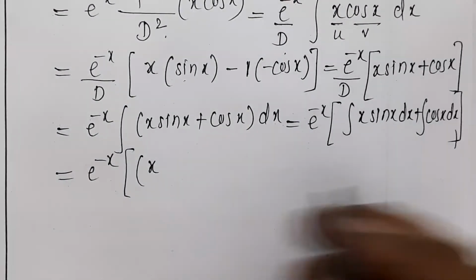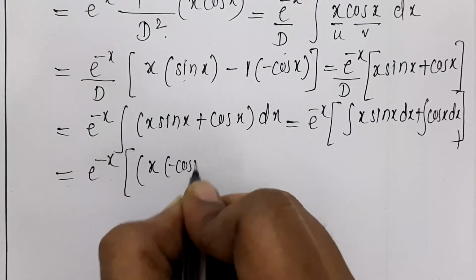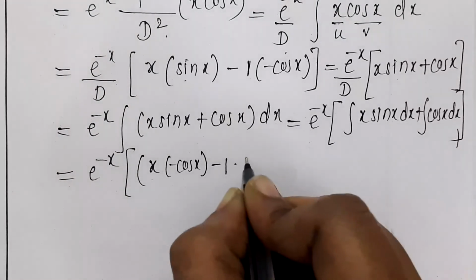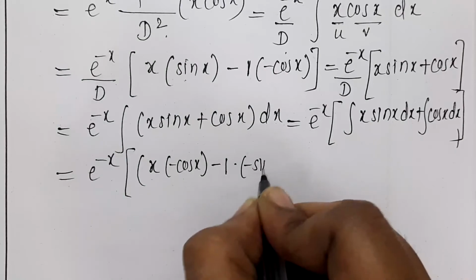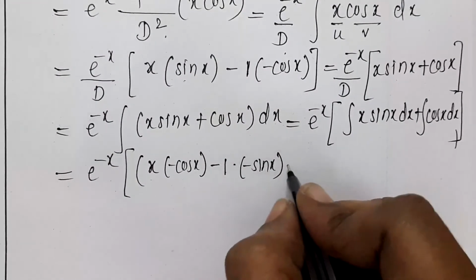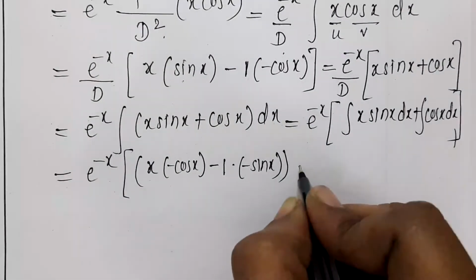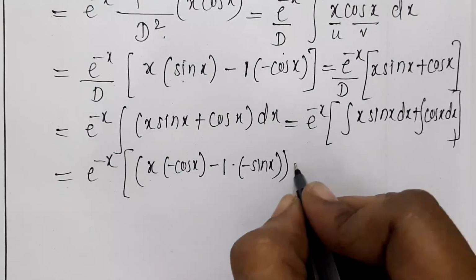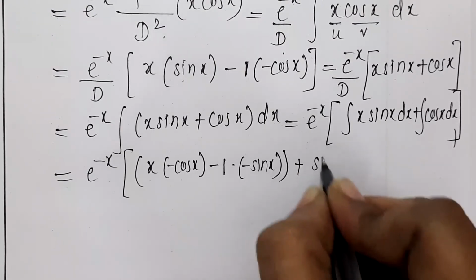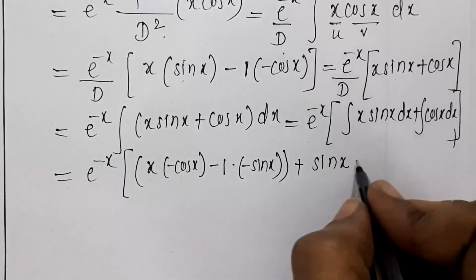x as it is, integration of sin x is minus cos x, minus derivative of x is 1, integration of minus cos x is minus sin x, because cos x integration is sin x only, minus remains as it is. This is the first part. Another part is integration of cos x. Integration of cos x is sin x. So plus sin x.